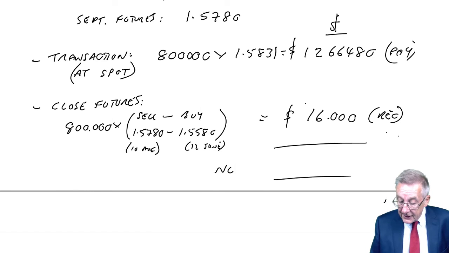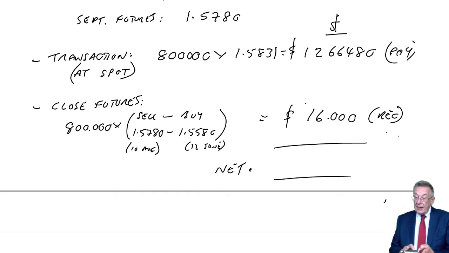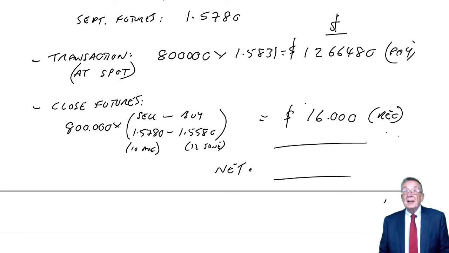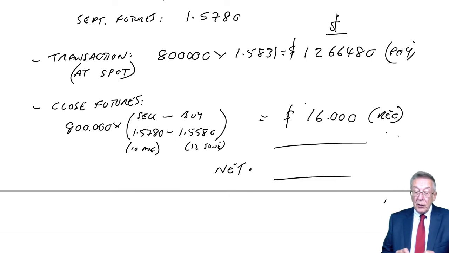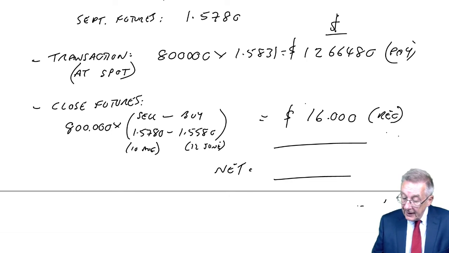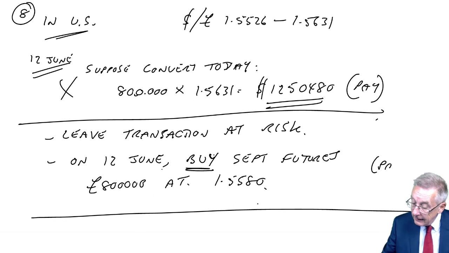And what's the net result? I pay out to do the converting 1,266,480. I receive 16,000, the profit on the futures. The net result: 1,250,480. A net payment.